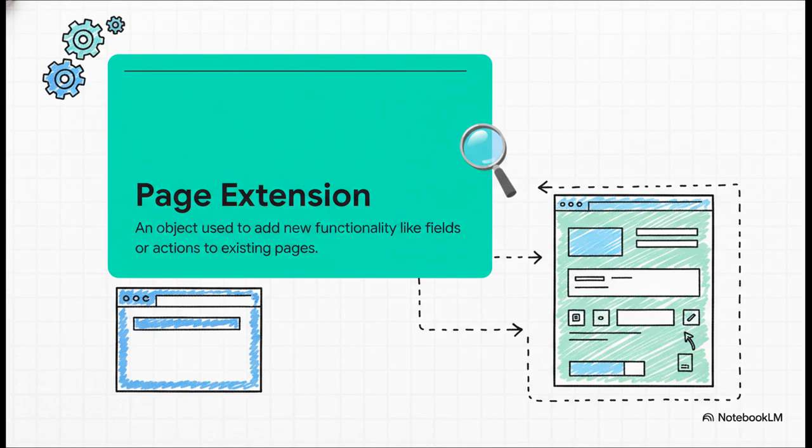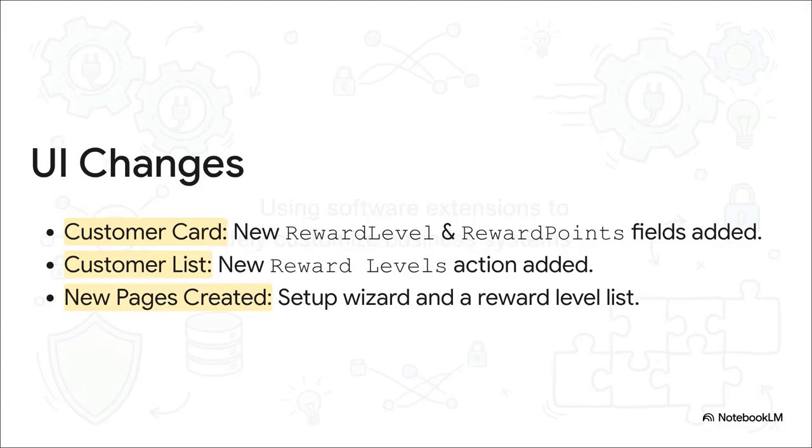All right, next up, building block number 2, displaying the information. This is done with a page extension. And just like the name says, this component extends an existing screen, letting you add new fields or buttons or actions for the users to see and interact with. Remember what we saw earlier, how those new fields just appeared? Well, that was the page extension in action. It added the reward level and reward points fields right onto the customer's profile. It put that new reward levels button on the main customer list, and it even created those brand new pages from scratch, like the setup wizard. All of that was done with a page extension.